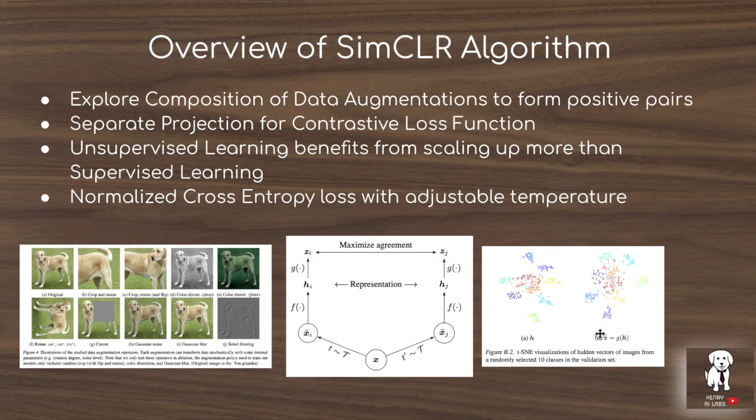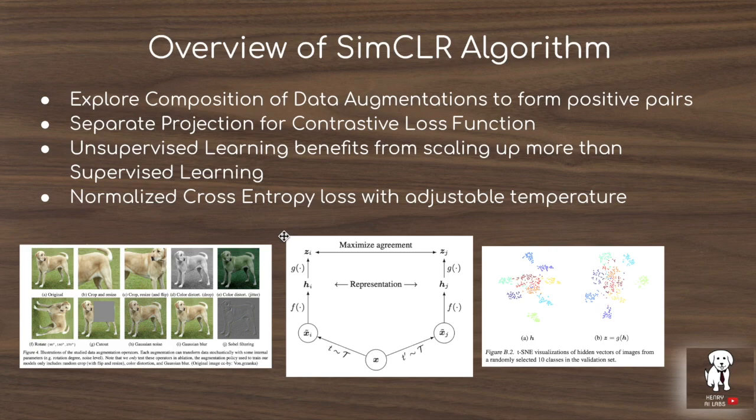You can see in this visualization of the difference between doing that, the h representation is clearly more separated in the t-SNE visualization than this kind of z space is, because as they show later on in the paper and as we'll present in this video, the contrastive loss results in reducing some information from the original representation. The next finding is that unsupervised learning benefits more from scaling up than supervised learning.